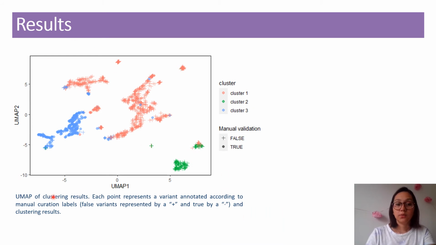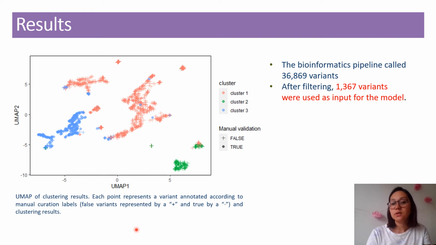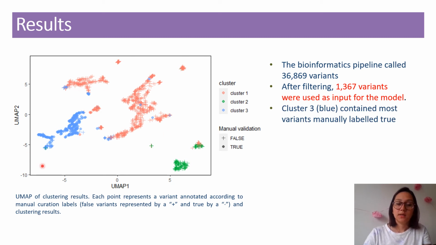So these here are the results of the clustering. The bioinformatics pipeline itself called over 36,000 variants, but after we filtered, only 1,367 were actually used as input into the model. And so this UMAP here shows the variants. Each point is a variant, and they are colored by the cluster, and the shape is the manual validation label, so if we thought they were true or false variants. And we can see that cluster 3 here is the one that contained the most variants labeled true.